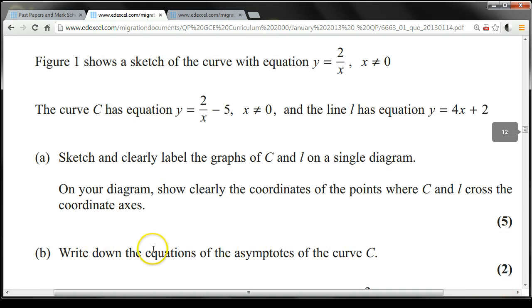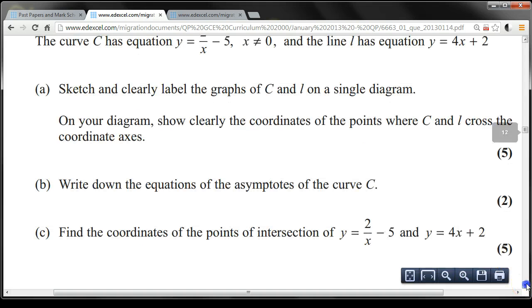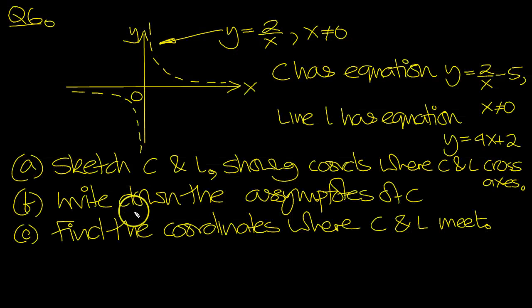Write down the equations of the asymptotes of the curve C and find the coordinates of the points of intersection of y equals 2 over x minus 5 and y equals 4x plus 2. So that's the question. Then I've got it summarized here. So the first thing to do is sketch C and L then.